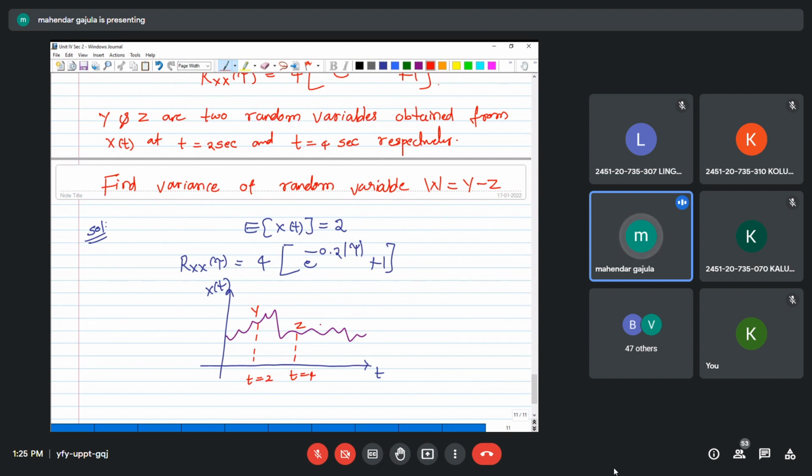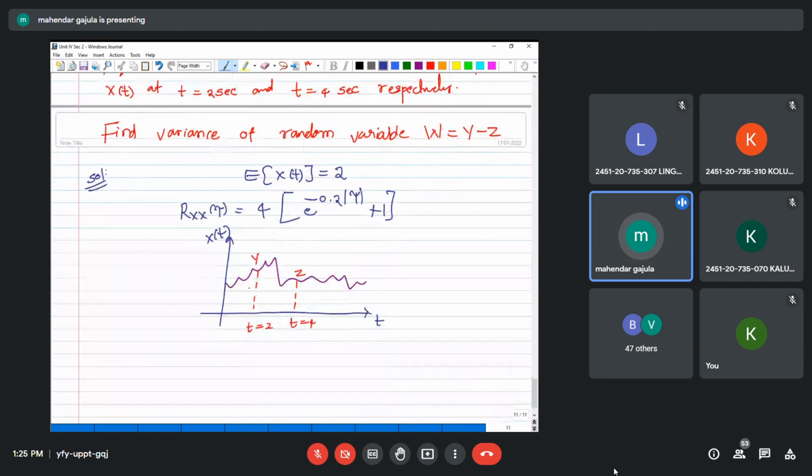Now we have to find the variance of W equals Y minus Z. But before going to that, can someone tell me what is the mean of Y and the mean of Z? What is the mean of Y and Z?